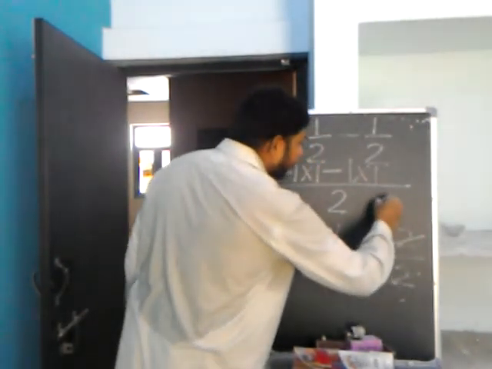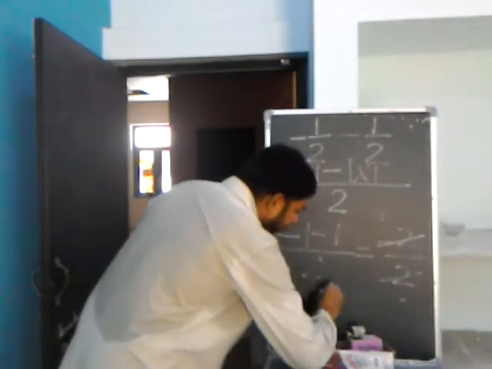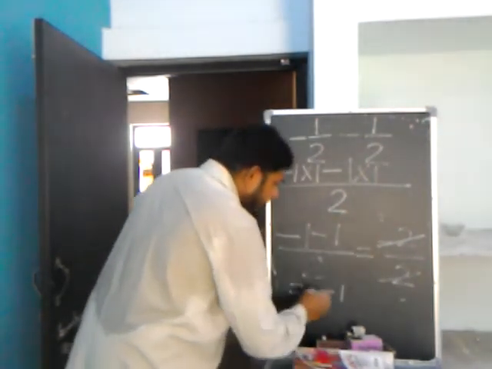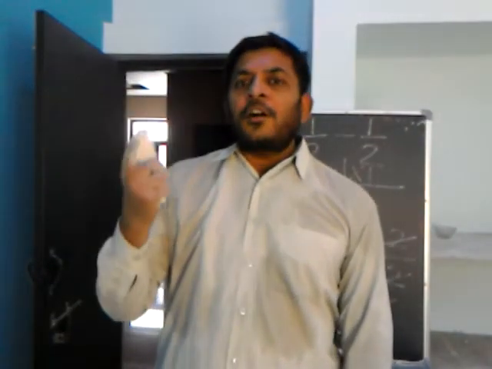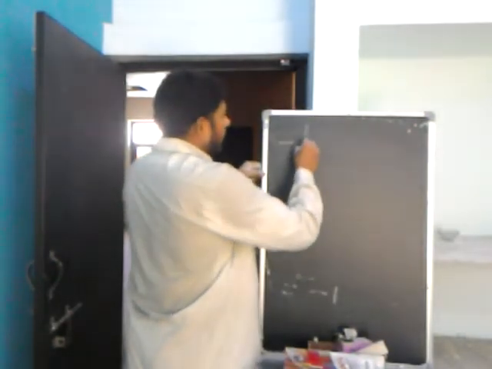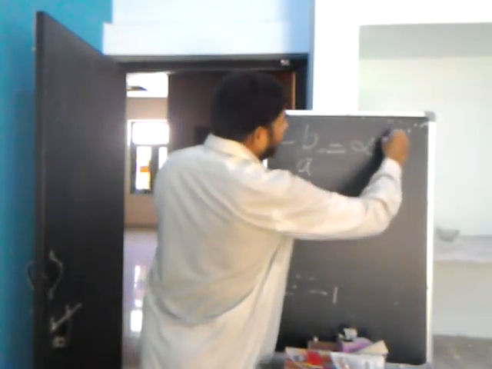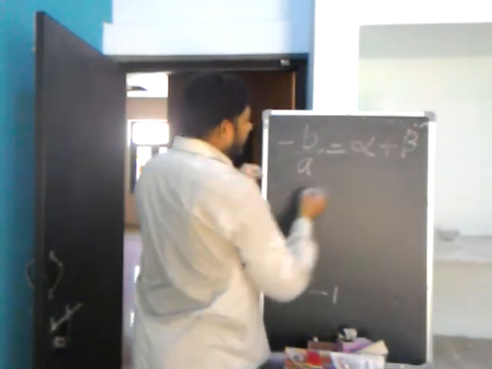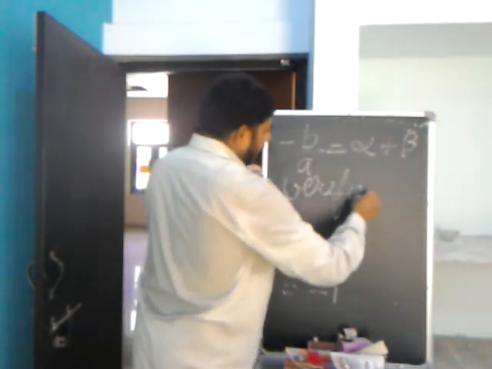The answer is minus 1, and we know when we divided minus 4x by 4 we got minus 1x. So the relationship minus b upon a is actually equal to alpha plus beta. By this we mean this, and we said verified.